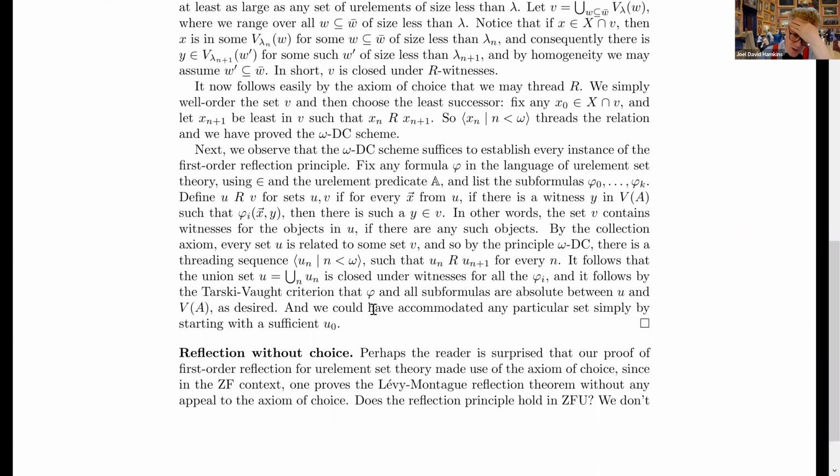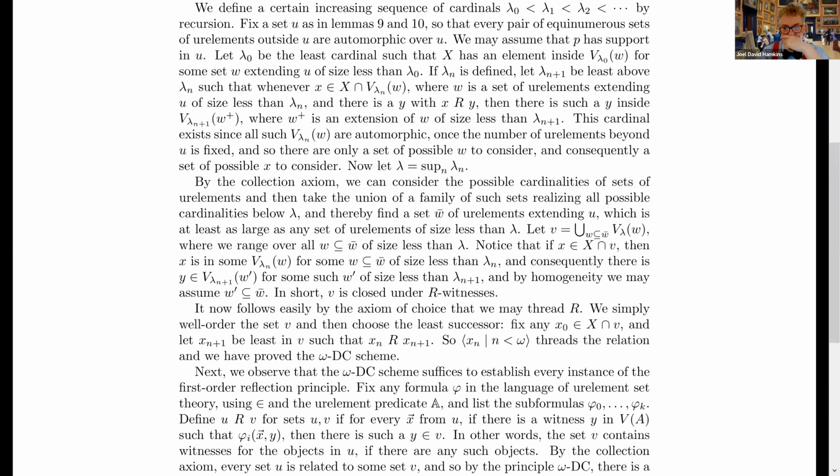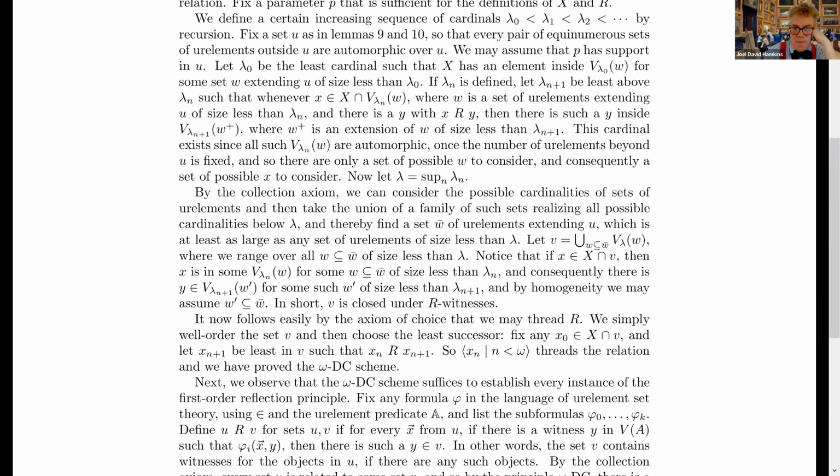Okay. So can I ask a question about the proof of omega DC? As you're iterating this process, you're building these larger lambdas. Yes. And at each stage, you're also enlarging the set of urelements. No, because they're all automorphic. It doesn't matter which one. Okay, that's the key. Because of homogeneity, they're all automorphic, and so they all have the same ordinals for the ranks and everything, and that's important in the proof.